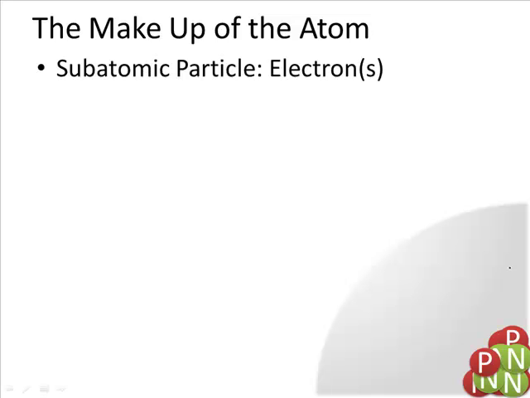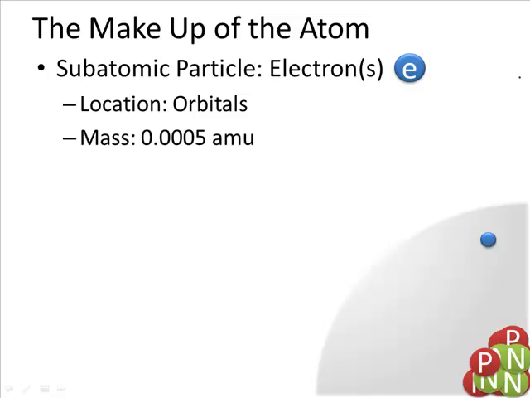Let's move on to our final subatomic particle, which is called the electron. I'm going to represent electrons as a little blue dot. Electrons are the only subatomic particle that's not found in the nucleus of an atom. And electrons basically are very, very, very small. Even when we measure them in atomic mass units, we're talking about something that is less than 1/1000th of an AMU. The other thing about electrons is that they move very, very quickly.